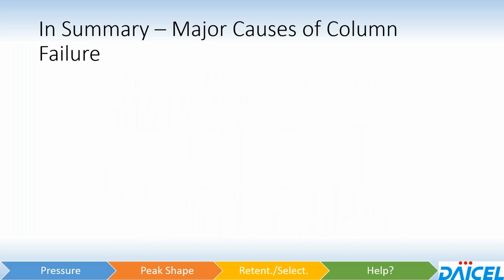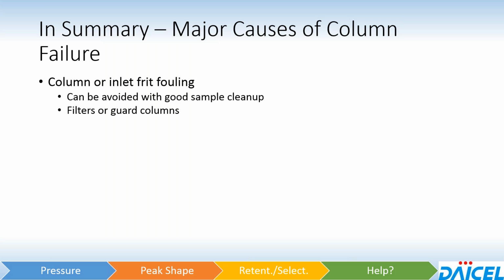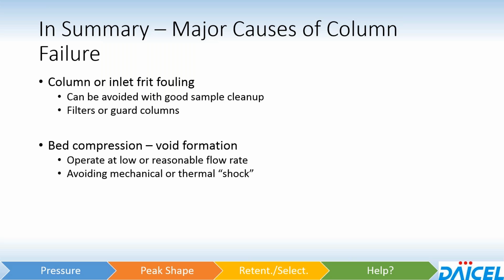So in summary, the major causes of column failure can pretty much be summarized into 3 major points. These are the same for most chromatography columns, achiral, chiral, the same for HPLC columns as well as SFC columns. The major issues are column or inlet fouling. That can be avoided by the use of inline filters or guard columns, but without a doubt, making sure that you have good sample cleanup.